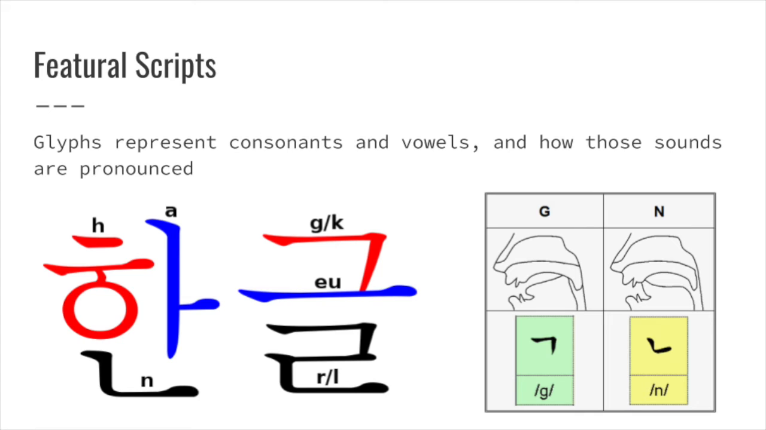In the image on the right, we can see that the symbol for G is meant to be a simplified diagram of where to put your tongue in your mouth to pronounce the sound G or K. It's the same thing with N. Also, Hangul is especially remarkable because of the way it creates syllable blocks out of individual sound symbols, which is shown in the left image.